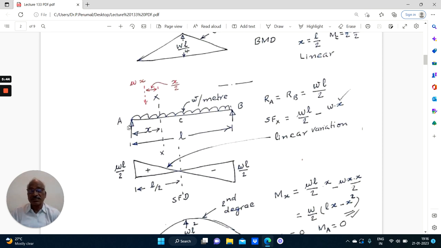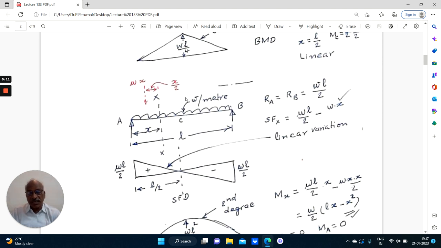Now, next is that of uniformly distributed load over the entire span. So, reaction equal to total load by 2. Total load, this is W per meter, and acting over length equal to L. Therefore, total load equal to W into L. W per meter, and into L may be 5 meters or 6 meters or 7 meters. So, W into L is the total load.